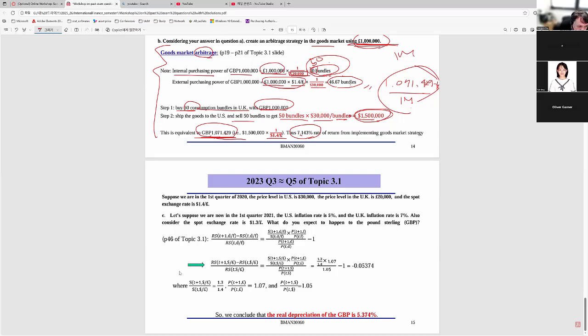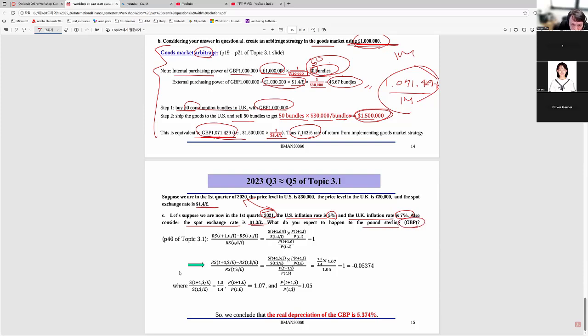Finally, question 3. Let's suppose we are now in the first quarter of 2021. So 1 year has passed, and U.S. inflation rate is 5%, UK inflation is 7%. Also, the new exchange rate after 1 year is this one. So the old exchange rate today is 1.4. After 1 year, 1.3. What do you expect to happen to the pound sterling?